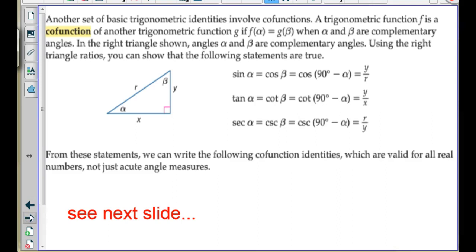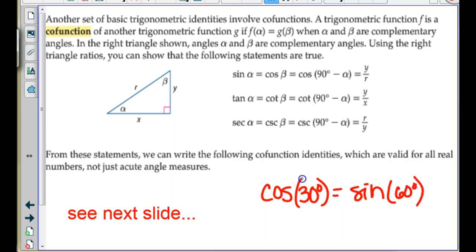All right. Co-functions are different. The co-function means basically like the cosine of 30 degrees is equal to the sine of 60 degrees. Look at your unit circle real quick. Does that check? Looking at your unit circle, cosine of 30 degrees is square root of 3 over 2. And if I go to 60 degrees, the sine is square root of 3 over 2. Okay?